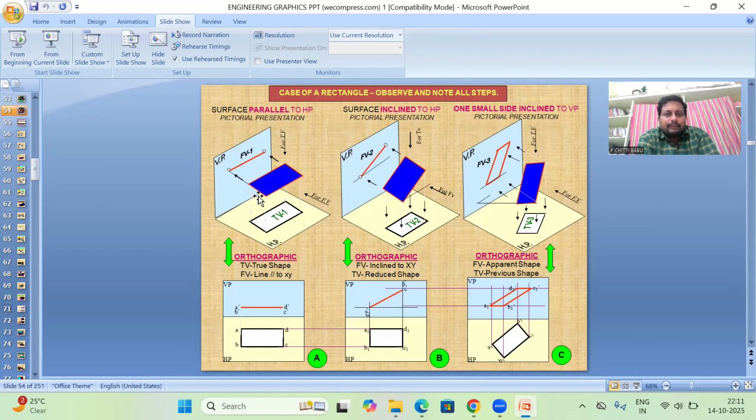So we are placing the plane here. When we are seeing from the top, the entire surface will appear in the top view. When we are seeing from the front, one line will appear. This line will appear in the vertical plane. You may observe here.